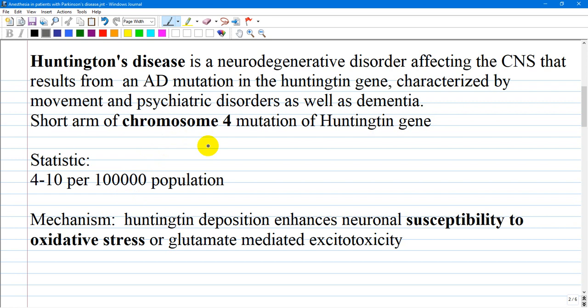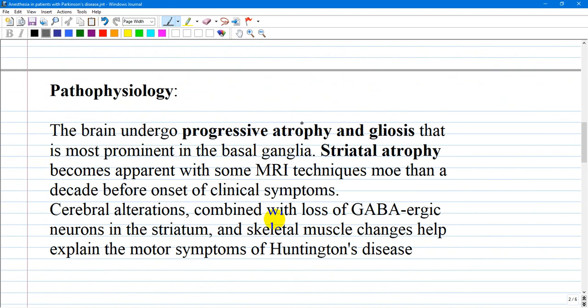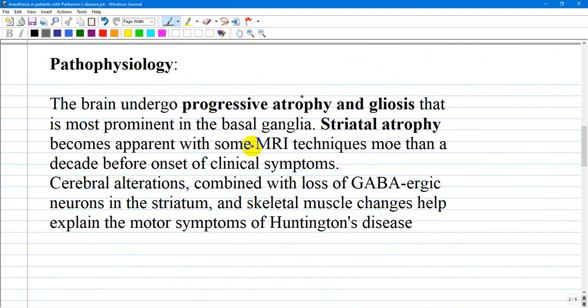The mechanism by which the genetically altered protein induces the associated central nervous system changes is unknown, but prevailing theories suggest that Huntington deposition enhances neuronal susceptibility to oxidative stress, very important, or glutamate-mediated excitotoxicity. The brain undergoes progressive atrophy and gliosis. Next one is pathophysiology.